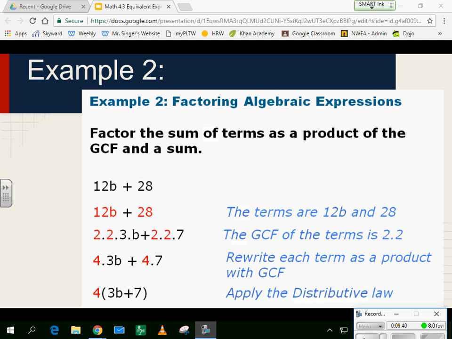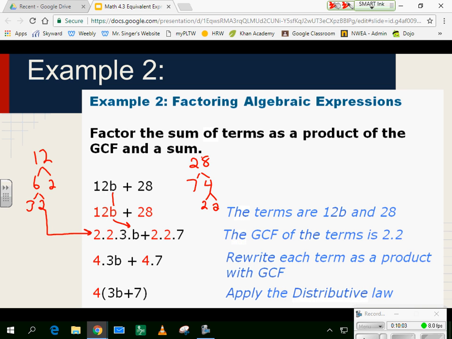So if we break down the prime factorization of 12, 12 is broken down into 6 times 2, and 6 into 3 times 2. So that's how we get 2 times 2 times 3. And then don't forget the B carries down there as well. For 28, when you break down 28, 7 times 4 gets you 28. 4 gets broken down into 2 times 2. So that's how I got 2 times 2 times 7 here.